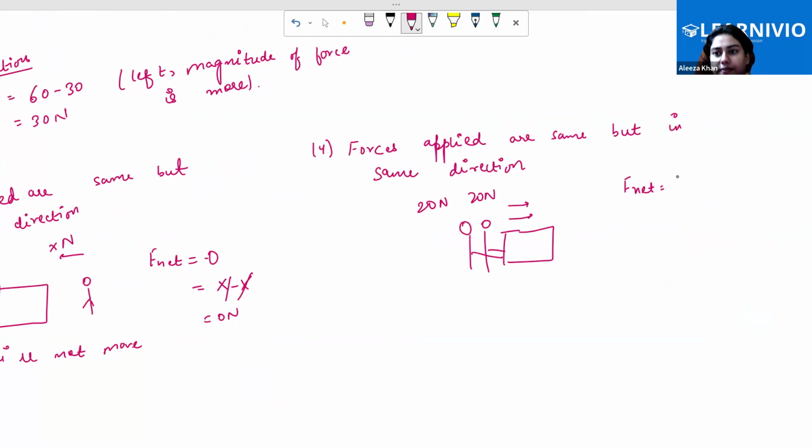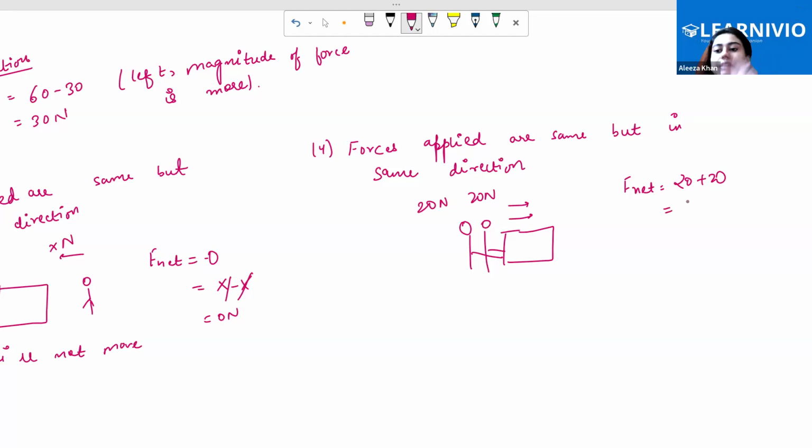It will be added because it is moving in the same direction. Always remember, whenever forces are applied in the same direction, in every case, it will be added, even if the magnitude is different, even if the magnitude is the same.